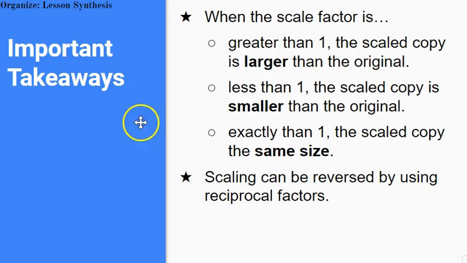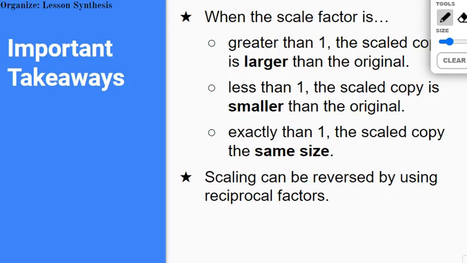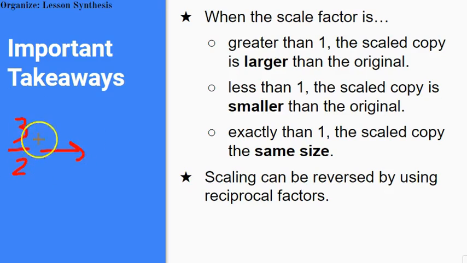Let's get some more fancier terms here. So when the scale factor is greater than 1, the scale copy is always larger. When it's less than 1, the scale copy is always smaller than the original. Exactly 1, it's the same size. Scaling can be reversed by using the reciprocal factors. Remember that reciprocal just means the opposite fraction. So in that one we did earlier, we did 3/2 to get to the copy. And then when we wanted to go back to the original, we had to use a reciprocal, which is 2/3.